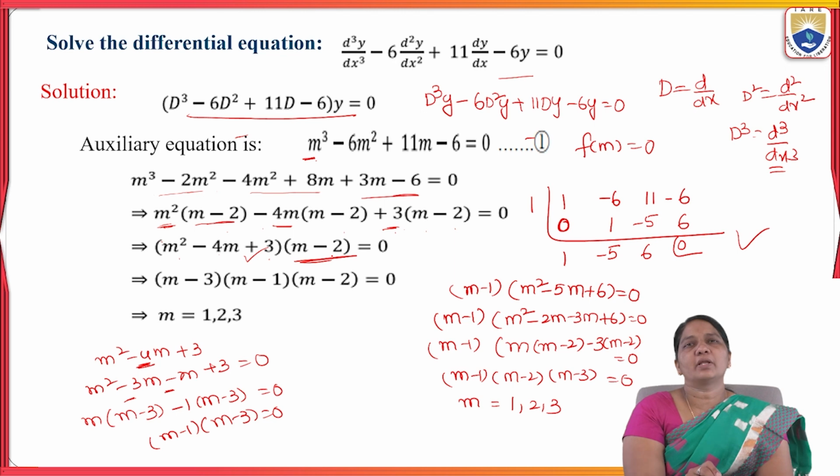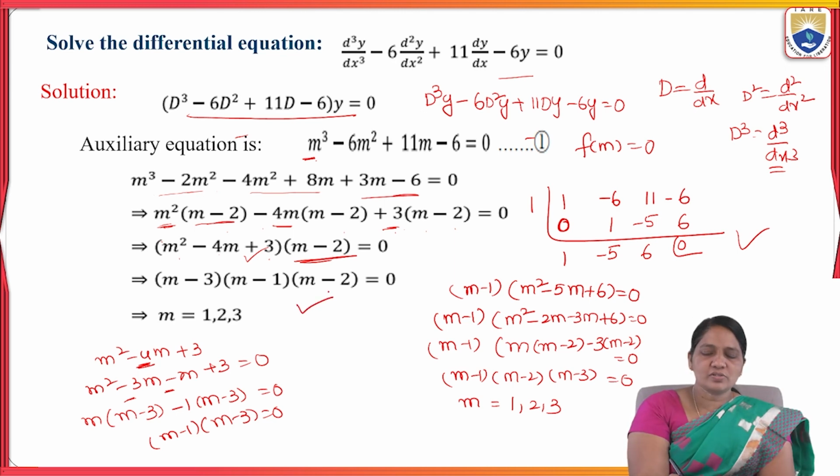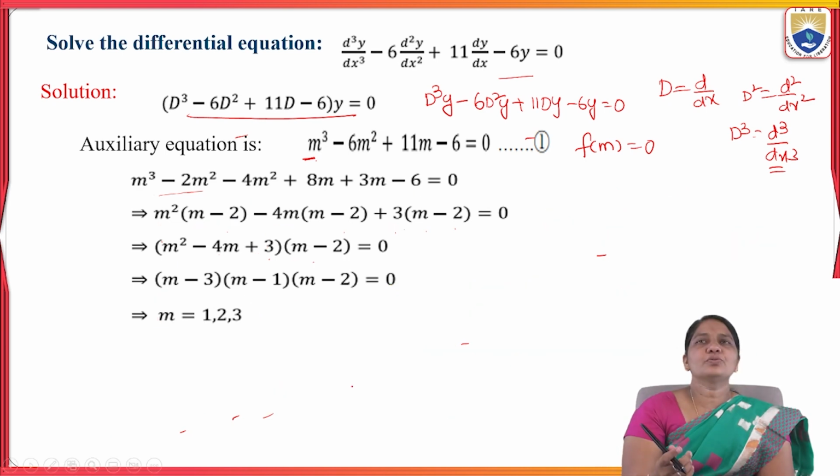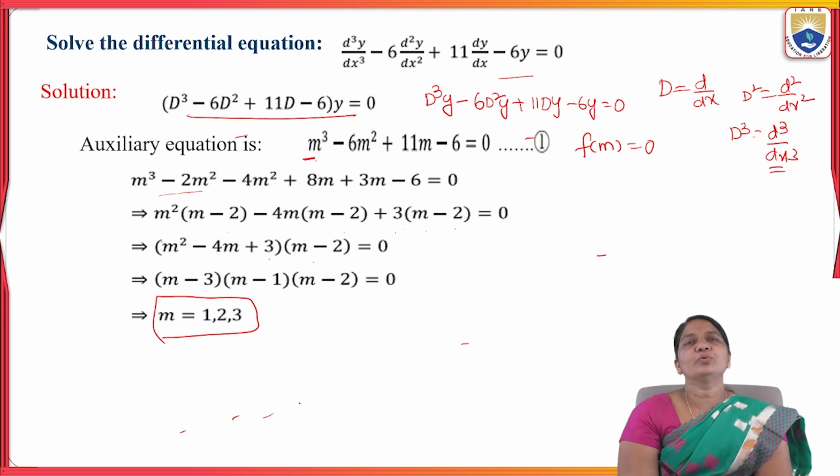Already we are having m minus 2. So in this way also we are getting the same roots, m equal to 1, 2, 3. Here also m equal to 1, 2, 3. So we can calculate the roots by using this method also. Otherwise by using this method also. Any method you can use to get the roots here. So in these two methods we are getting the m value is 1 comma 2 comma 3.